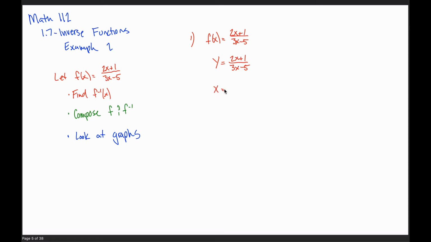The next step isn't a whole lot more complicated than the first step. All I'm doing here is I'm switching my x's and my y's. So instead of y equals 2x plus 1 over 3x minus 5, I'm going to have x equals 2y plus 1 over 3y minus 5. I have two x's over here, so I got two y's here. This y changes into this x. Now I'm done with step 2.